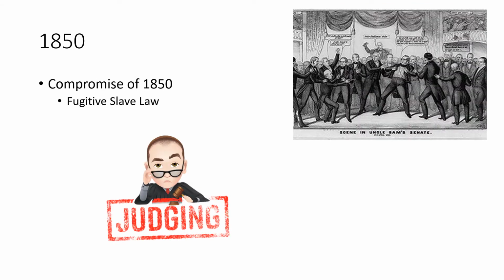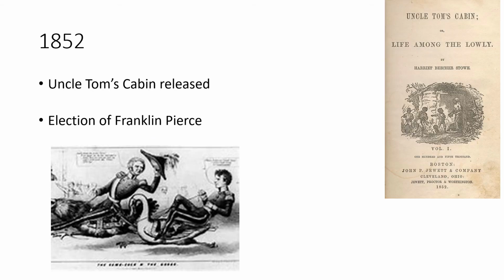In 1850, we have the Compromise of 1850, an event you very much need to know, and what I've put underneath, indented, is the Fugitive Slave Law, because that is given its own little shout out on the specification and on the 2022 pre-release. In 1852, Uncle Tom's Cabin is released. Now this isn't on the pre-release, it has been removed, but it is more than worth knowing, and we've got the election of Franklin Pierce.